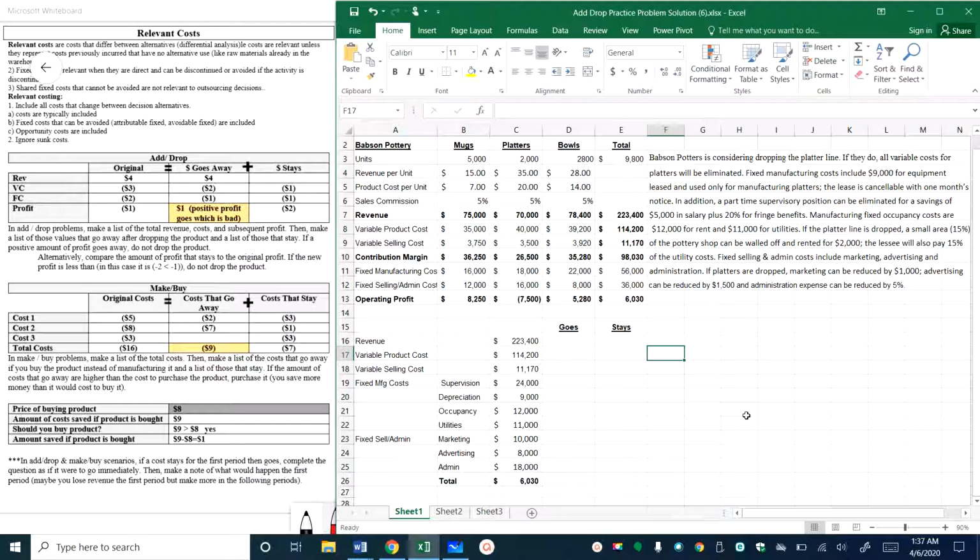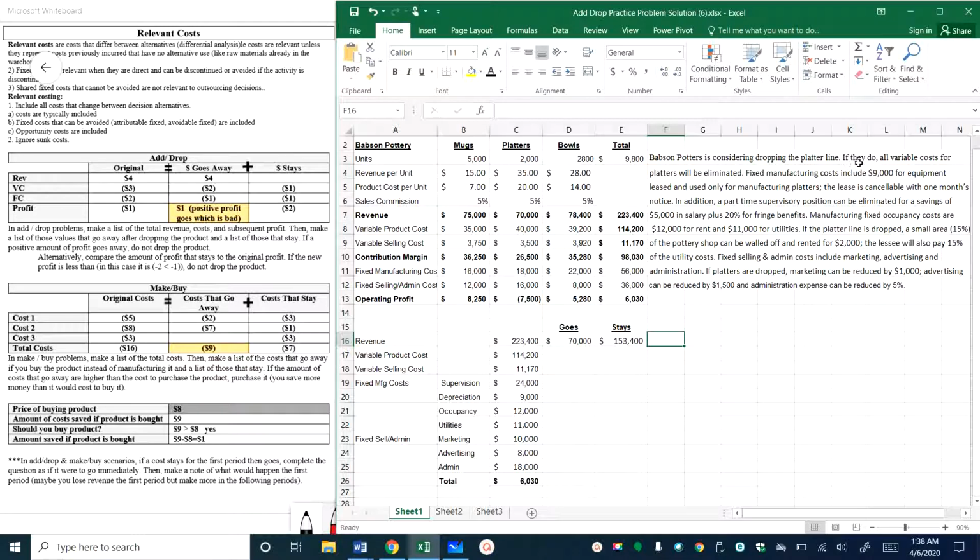Okay, so first things first, you want to start with revenue. Because this is an add drop problem, we do want to include revenue. Obviously if we drop the platters, we're going to lose all the revenue associated with them, because it doesn't say anywhere that we have some platters already made and hiding. Therefore, the remaining $153,004 will stay. Because we're losing $70,000, only this amount of the total revenue will stay for the whole company.